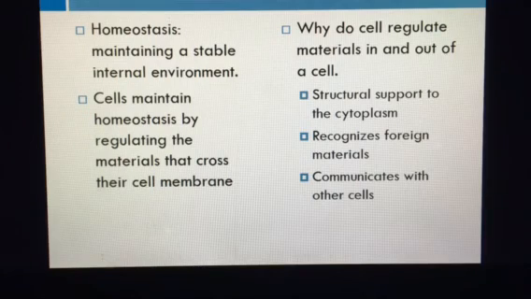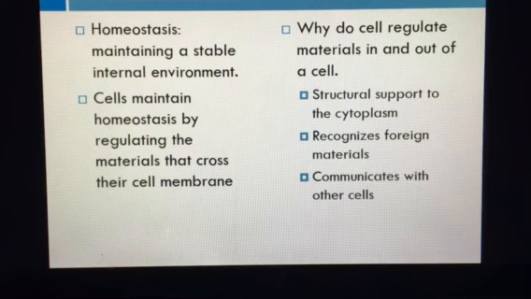Okay. So the cell is able to regulate the materials that move into and out of the cell. This helps to maintain that homeostasis. 1, we want to get rid of waste products or toxins that are produced by the cell. 2, we want to make sure the cell is taking in the nutrients it needs so it can survive. And we also have some products that are made by the cell that are needed in other places, especially in eukaryotic organisms. So those need to be transferred out of the cell.